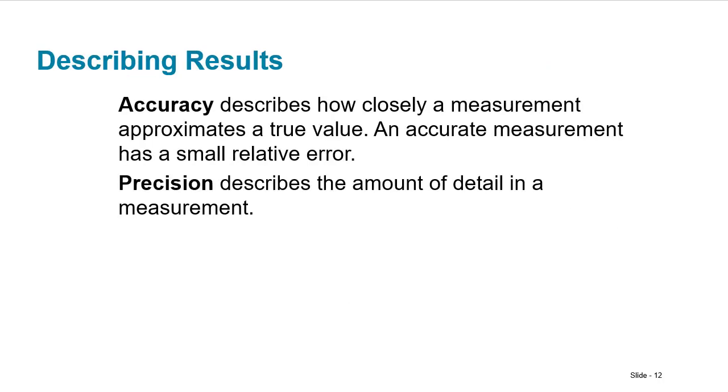So accuracy describes just how closely a measurement approximates a true value. So an accurate measurement has a very small relative error. Remember, relative error is the absolute difference between the measurement and the actual value. And then precision describes the amount of detail in a measurement. So that tells you to how many decimal places your measurement goes. That's your precision. Accuracy is how close you are to the truth, and precision is basically how many decimal places you have.